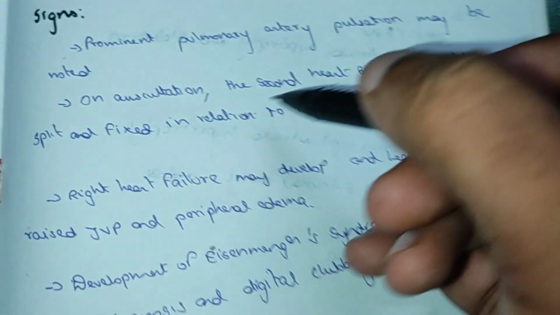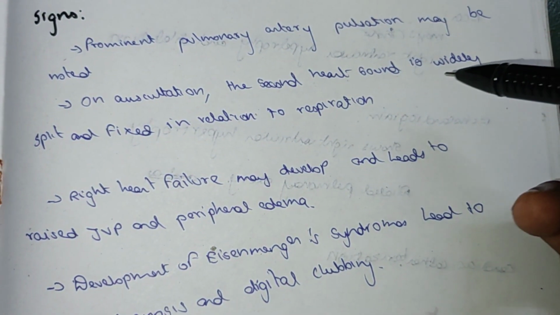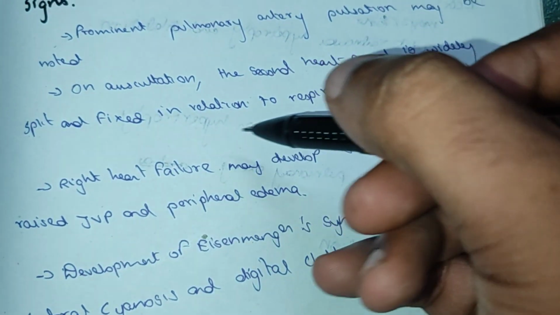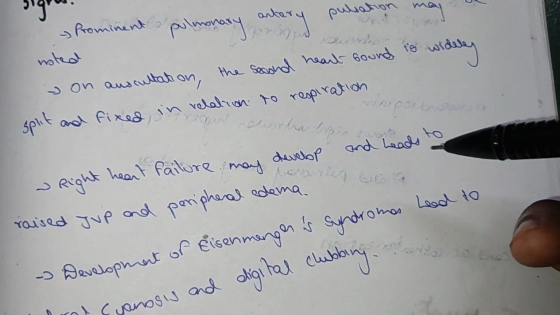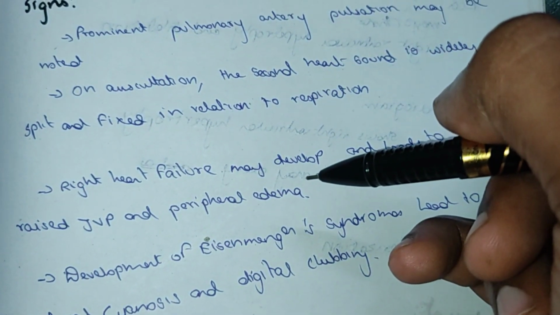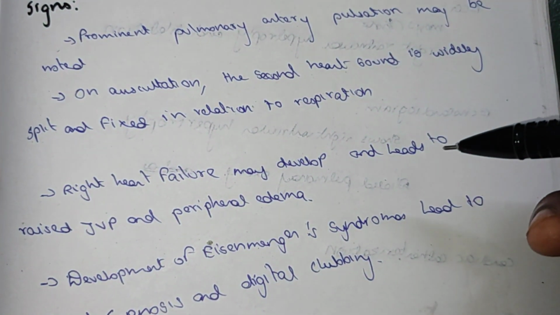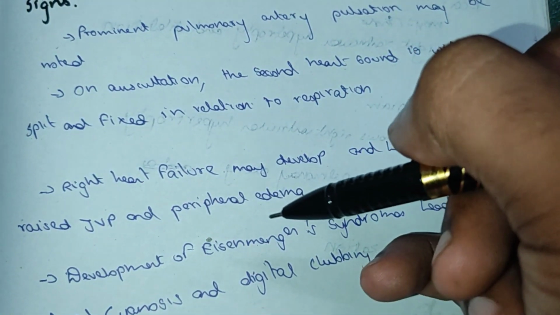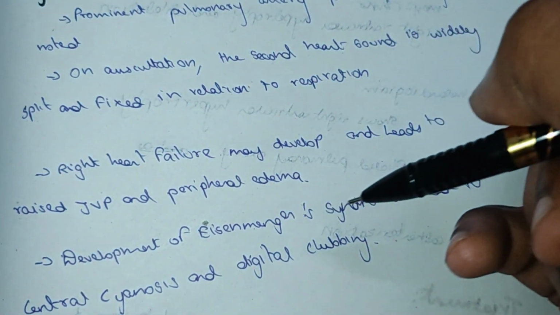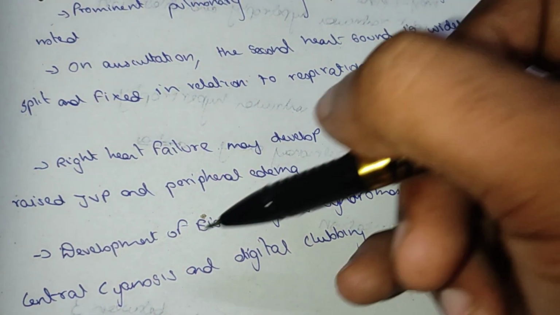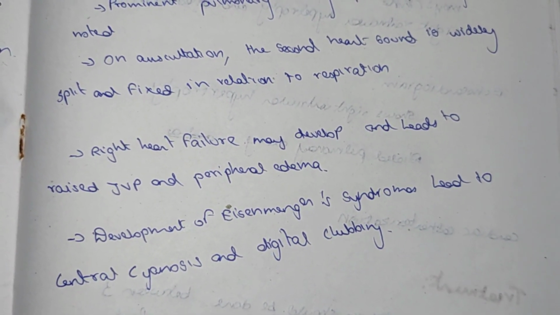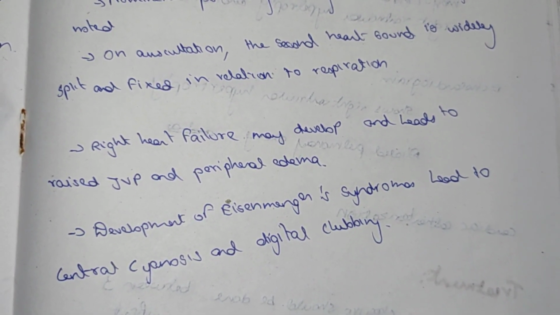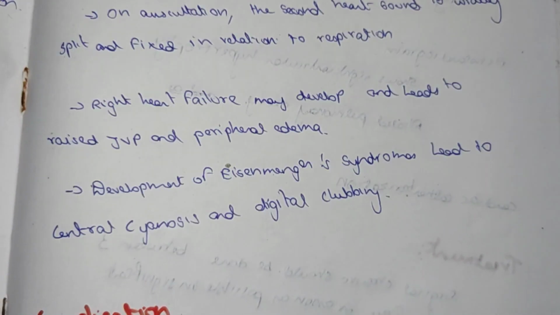On auscultation, the second heart sound is widely split and fixed in relation to respiration. Right heart failure may develop and lead to raised JVP, jugular venous pressure, and peripheral edema. The development of Eisenmenger syndrome leads to central cyanosis and digital clubbing. The fingers and digits of the hands get clubbed, as well as central cyanosis.